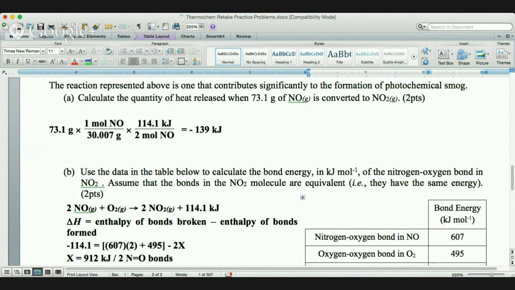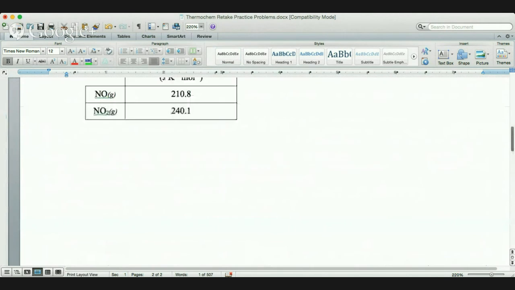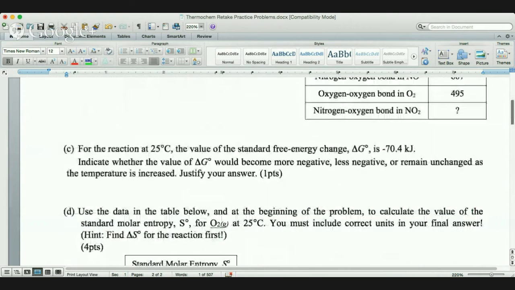So anyways, you do all that and you solve and you get 456 kilojoules. Don't forget the fact that it's 2 times, because you're looking at 2 NO2s. So those are formed, 2 times X, because that's the one you don't know. Good. All right, we're cruising right along.